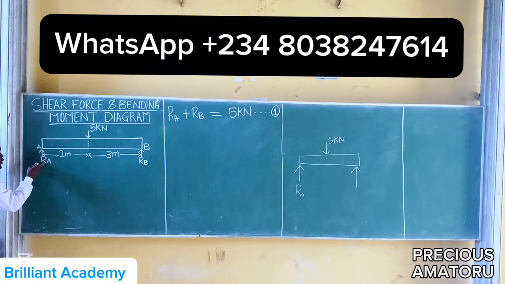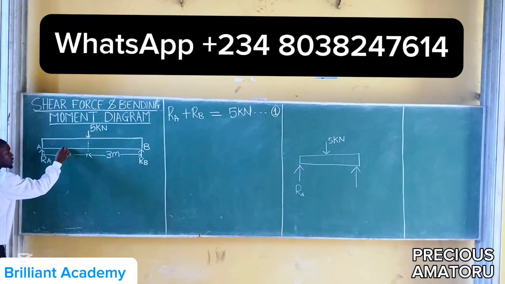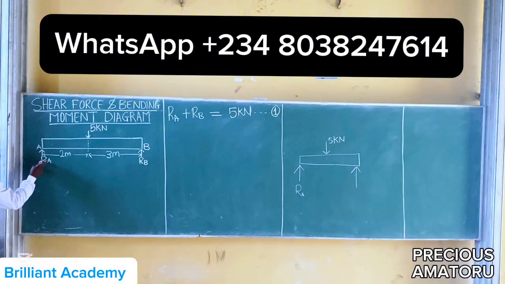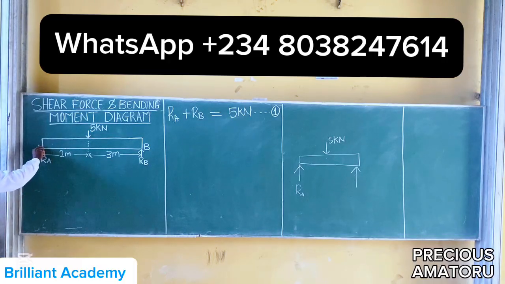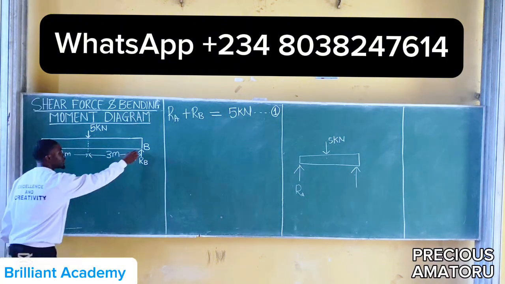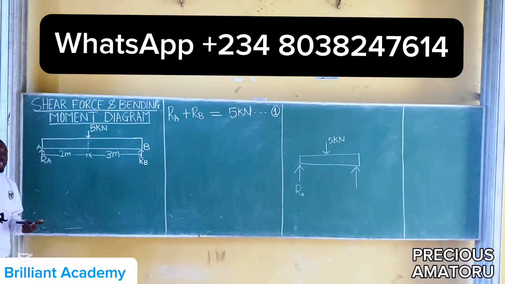The moment produced by this reactive force will be this force multiplied by this distance, from here to here. So if I should take moment here, it means there is no distance, and therefore this RA is going to cancel out from our expression. Likewise, if I should take moment here, RB is going to cancel out from our expression.